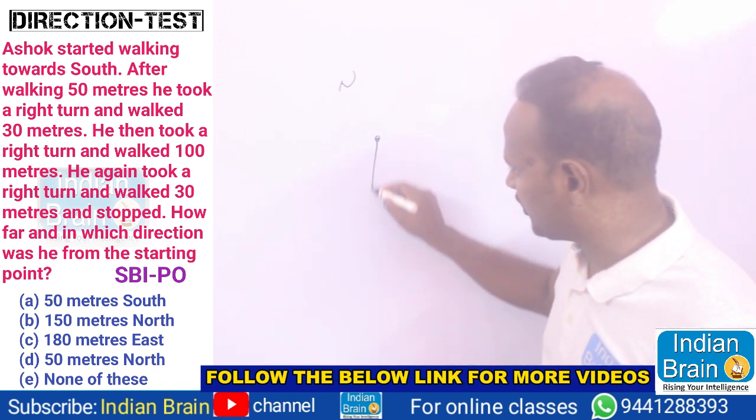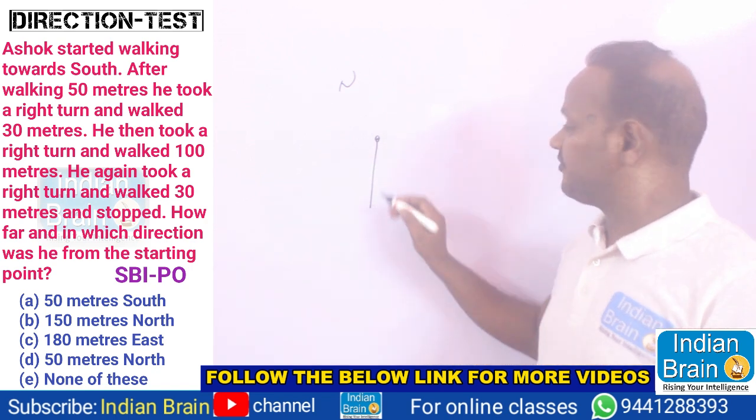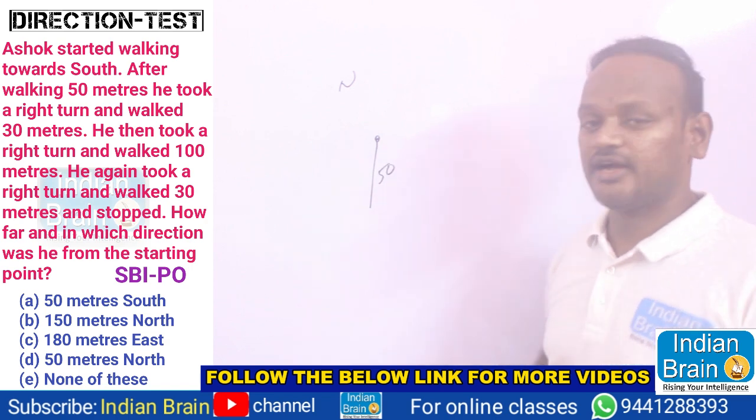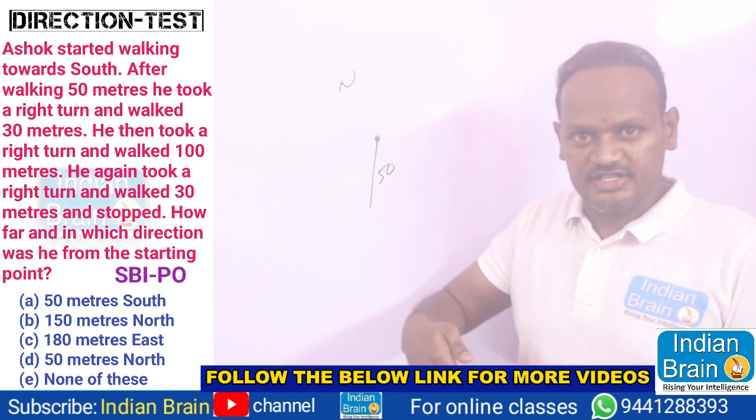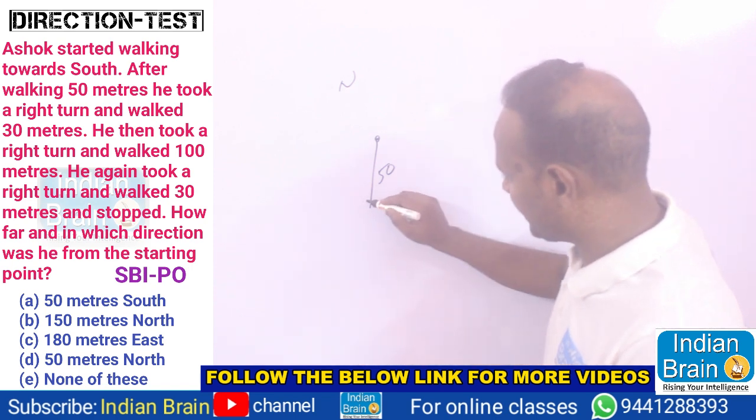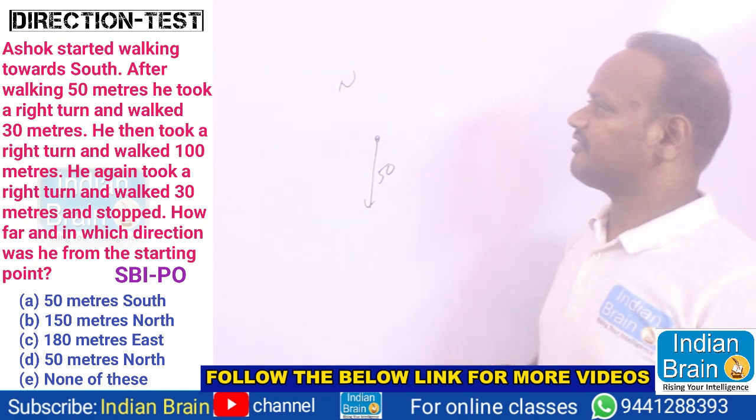South means what? Downside only. South how many meters? 50 meters. Yes. Ashok traveled 50 meters south direction. Okay, fine. Why? Because south is nothing but downside, right? That's why I can take it as downside. South. And after that what happened?